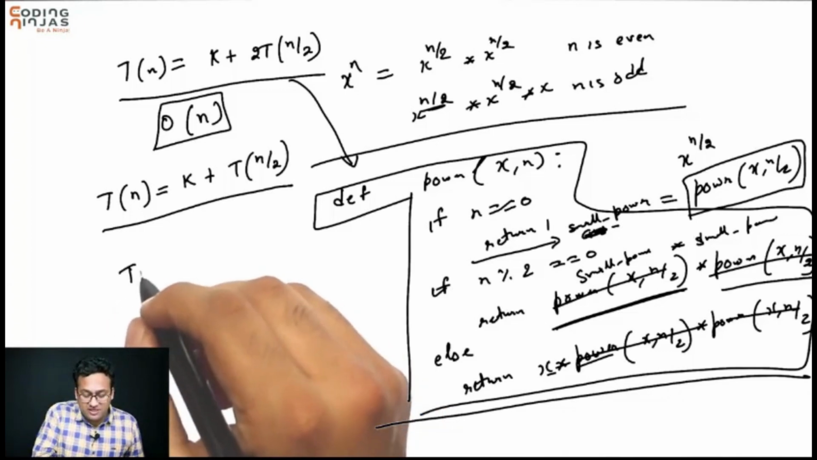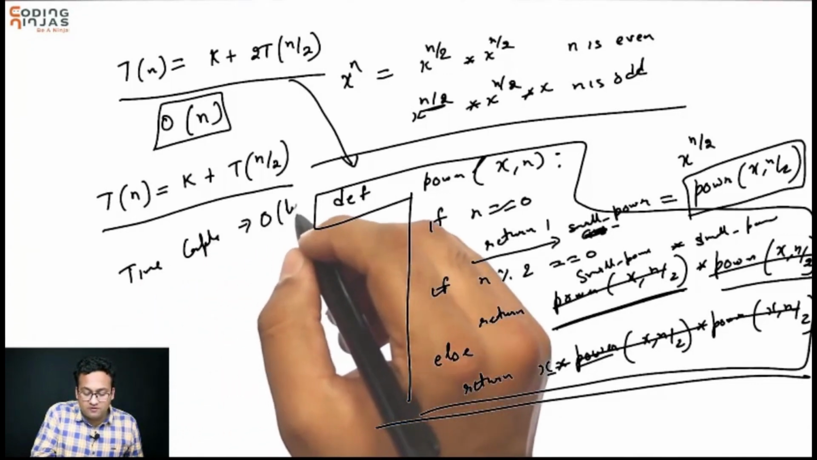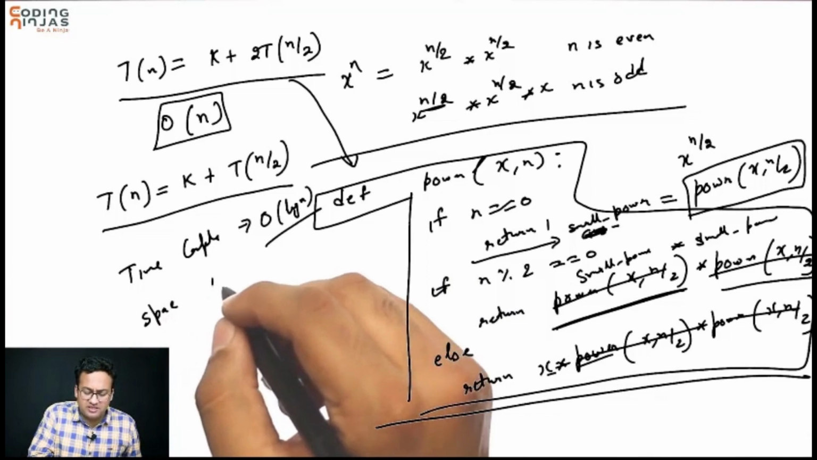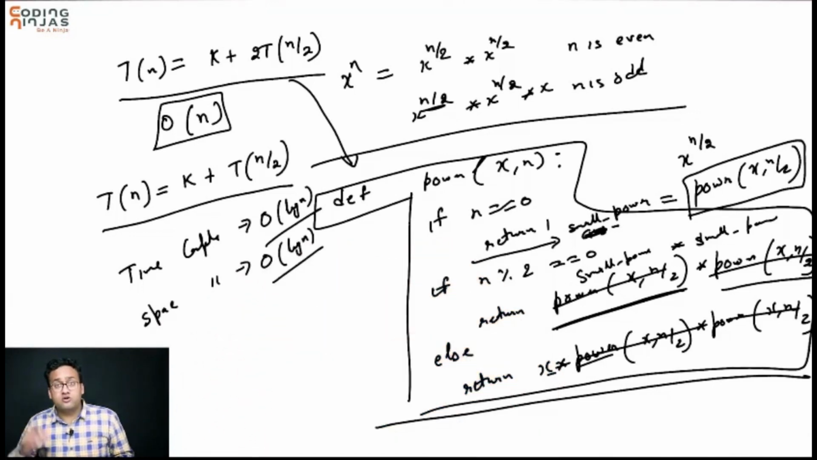So the time complexity will be big O of log n, which is much better than big O of n, and the space complexity will also be big O of log n, because n is calling n by 2, that is calling n by 4. So this way you will have maximum log n function calls. Okay, so we started with an order n solution and we have reached an order log n solution.